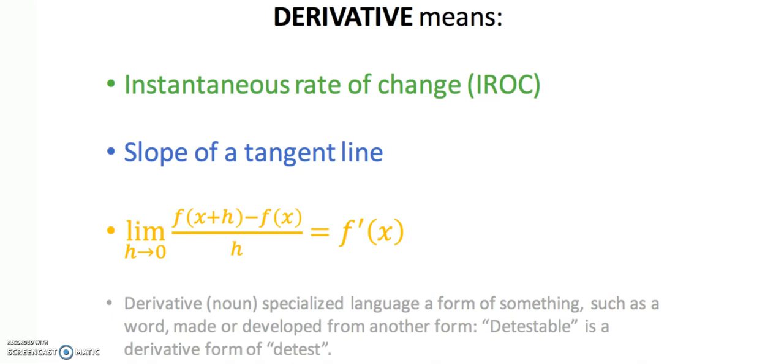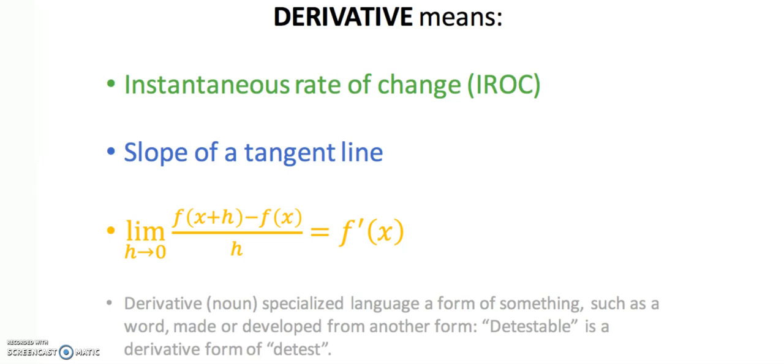There are different ways that we can talk about a derivative within calculus. When you hear the word derivative, you should be thinking about the instantaneous rate of change, sometimes abbreviated IROC. Mr. Lakin abbreviates it like that. It is also the slope of a tangent line, different than the slope of a secant line.